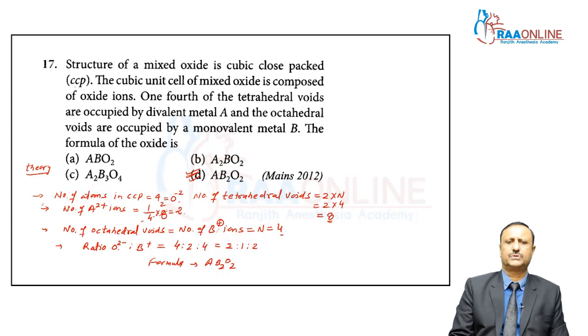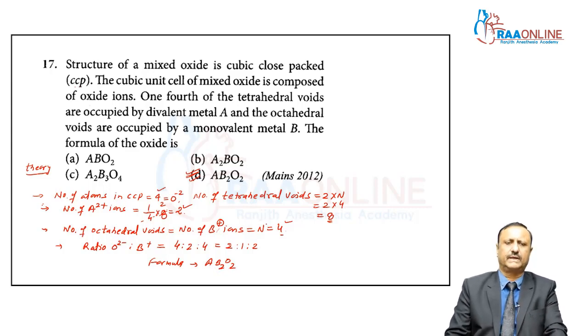Now we can see here the ratio of oxide ion and P plus ions is 4 to 2 to 4. Divided by 2 to get whole numbers, it is 2 to 1 to 1. It's the simplest ratio, and then the formula is AB2O2. In this way, you can solve this question, my dear students. I give you theory and concept.